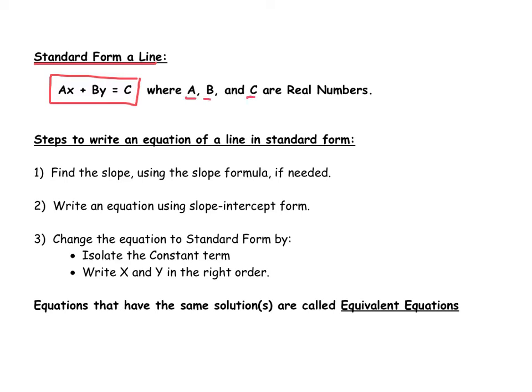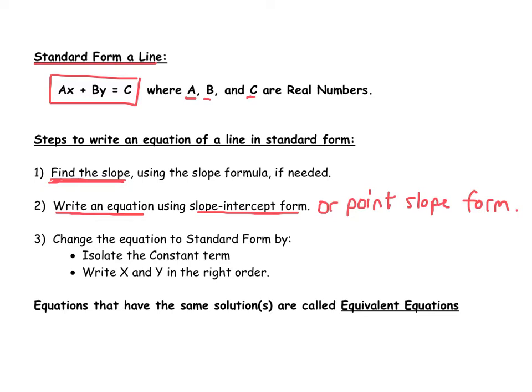The steps when we want to write an equation of a line in standard form is first we have to find the slope. So that's the main thing, finding the slope. Sometimes they give it to you, sometimes they don't. Next, we're going to write the equation in slope-intercept form or point-slope form. I actually prefer point-slope form. But you can use both of these methods to write an equation in standard form.